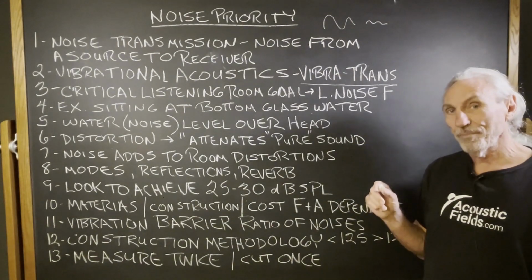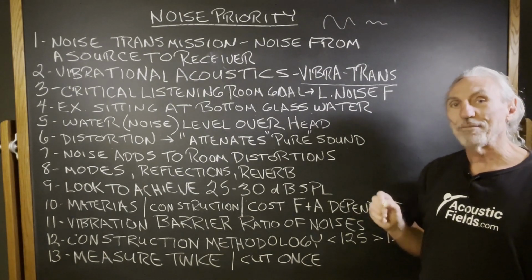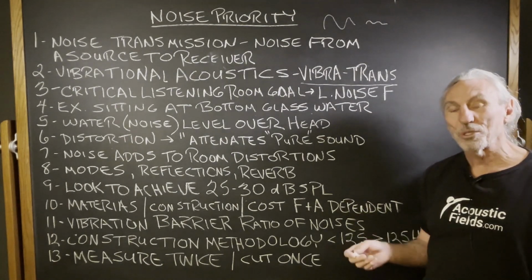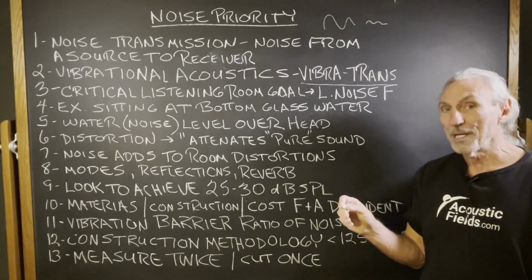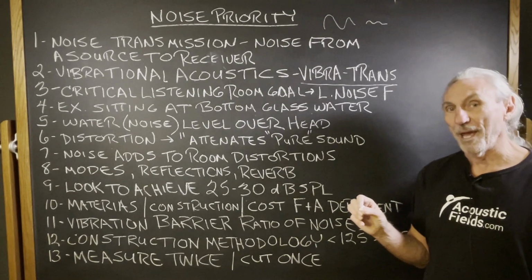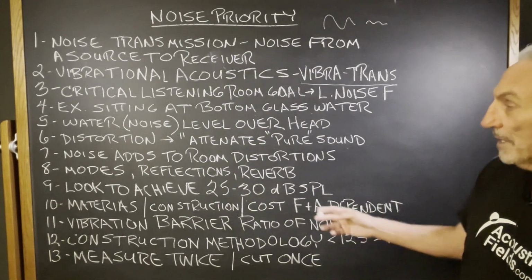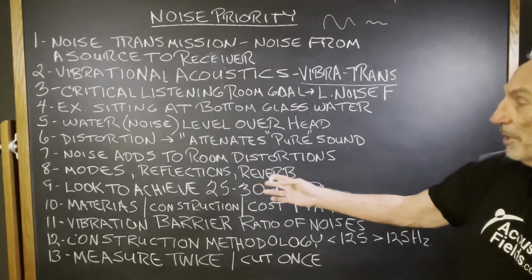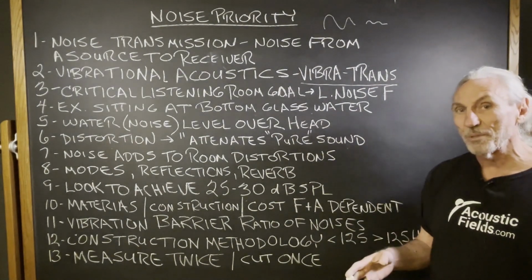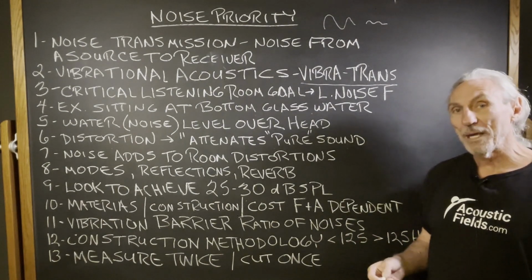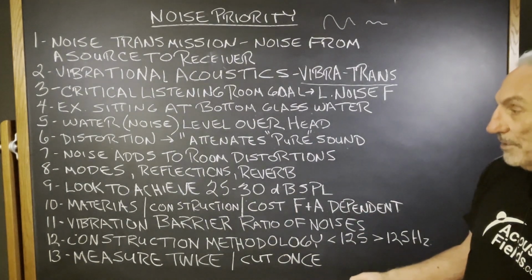Distortion. The higher the noise floor, the less pure our sound, because it's got to fight its way through the noise, which is distortion. So the quieter we can make the room, the less pressure we have to put in it, and the more resolution we'll have. So it's very, very important to minimize the distortion caused by noise. Noise adds to room distortion. We have modes, reflections, reverb. We're fighting things all the time in a room. Remember, everything we do in a room is air-based, so we have to minimize the air, all right? Look to that 25 to 30 dB SPL range.